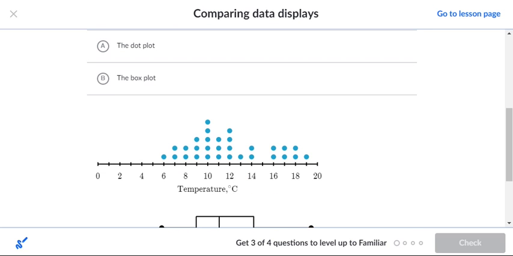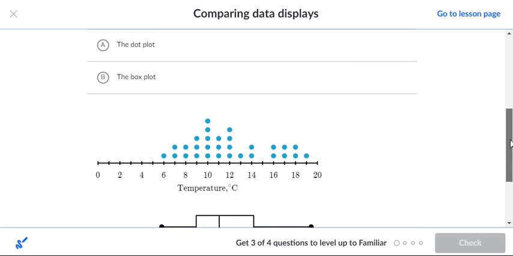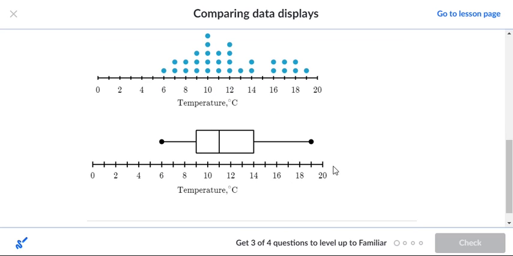So they're talking about quartiles. Well, there is no quartile here. This right here is the box plot. The way a box plot works is this is your lowest number, this is your highest number. So our lowest number appears to be 6, the highest number appears to be 19. This line in the middle is called the median. So it's the middle number, which appears to be 11.